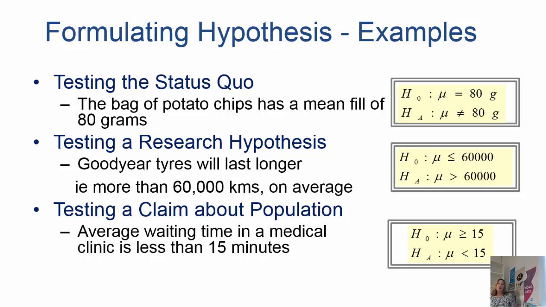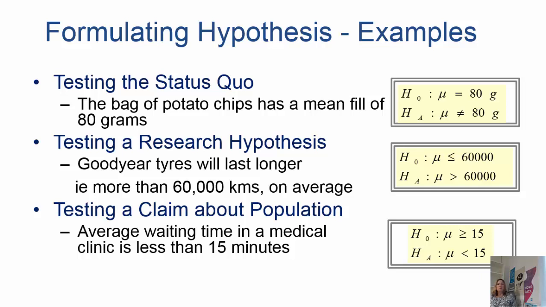In the second example, a tyre company may want to test whether their tyres last longer than 60,000 kilometres. So then they could use this information for advertising. The 60,000 may be an industry figure, or a figure from laboratory testing, or perhaps an expert opinion. Either way, we are testing a research hypothesis where the research question is stated as the alternative hypothesis, and the null hypothesis is the exact opposite.